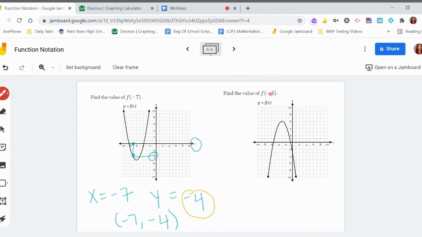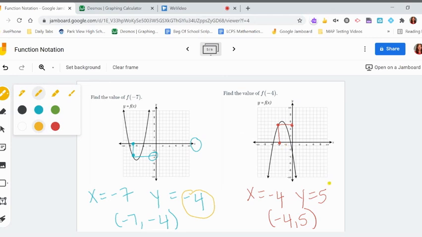Same thing here. Find the value of f of negative 4. So here x equals negative 4. So I'm going to go to negative 4. And this graph goes up here. So I'm going to go up here. And this one looks like right there. Come over here. This is at 5. So that's the point, negative 4, 5. So your answer there, when x was negative 4, y was 5. Again, input, there's your x. Output is y. All right, go ahead and practice in your Delta Math.